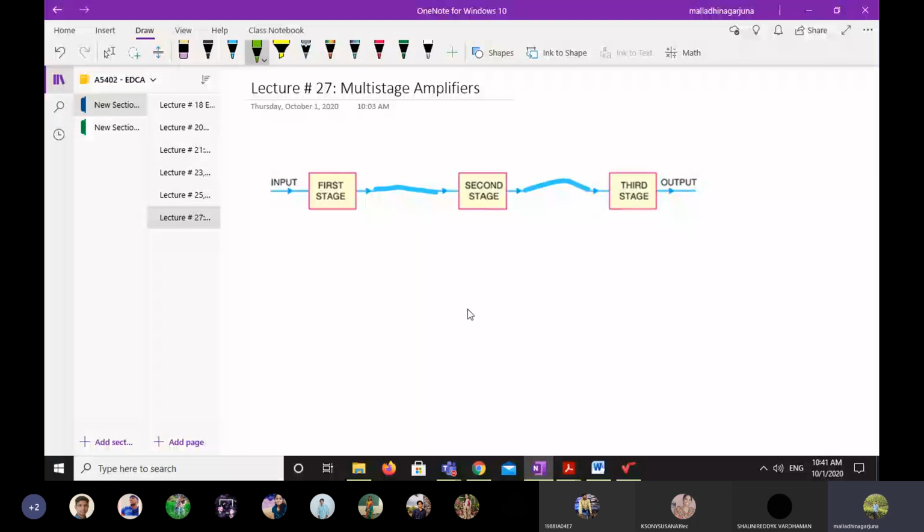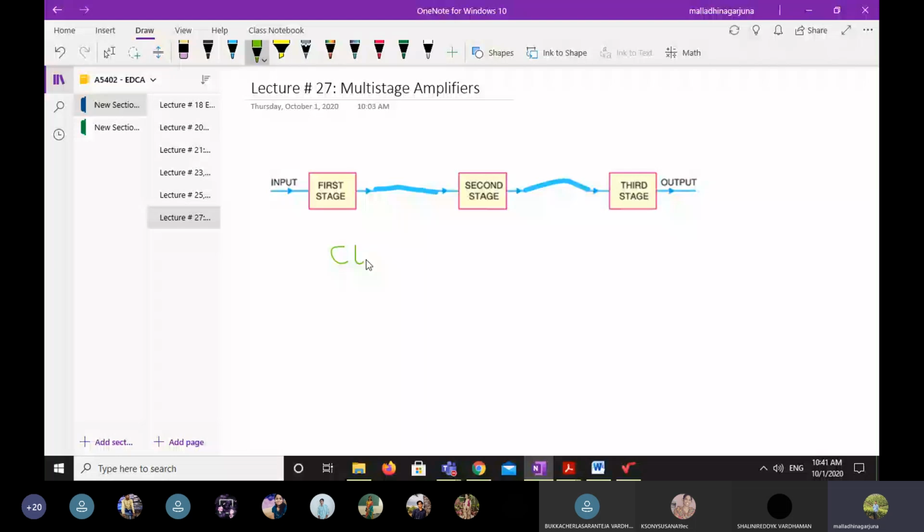In the multi-stage amplifier, we are now going to see the combination of CE, CB, and CC. So what happens if you connect CE with another CE, CE with CB, CE with CC, or CC with CC, or CC with CE? There are three kinds of amplifiers: the CE amplifier, the CB amplifier, and the CC amplifier.